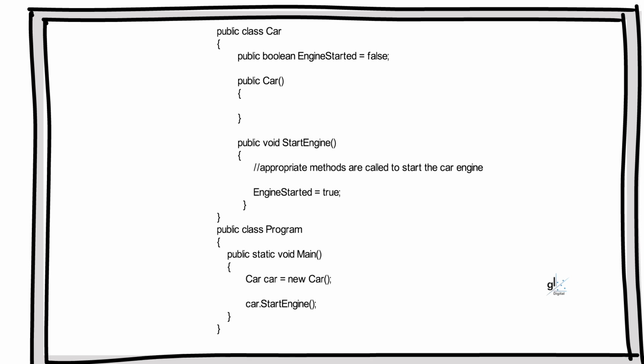So you could have a Boolean field or property member of this object that can be used to store the state for the object. Let's call this field or property engine started. If the startEngine method has been called, the engine started field or property could be set to true in order to store the appropriate state of the object.